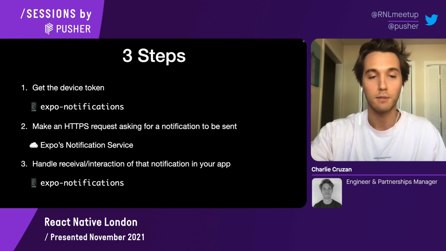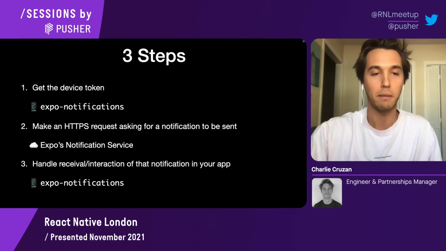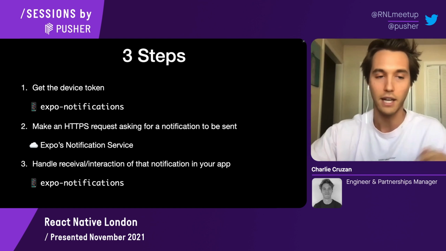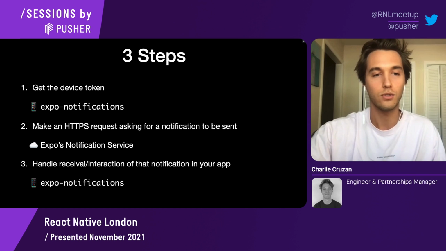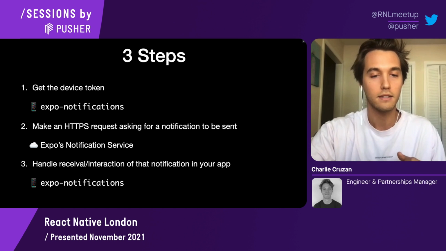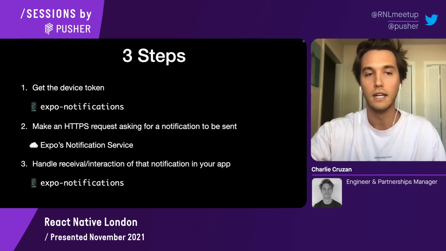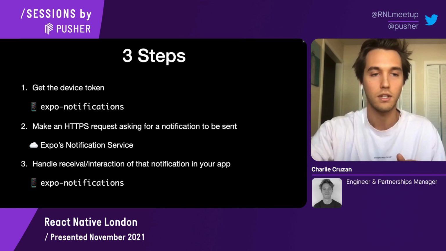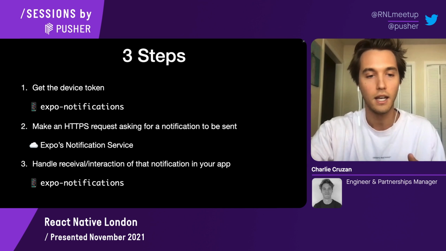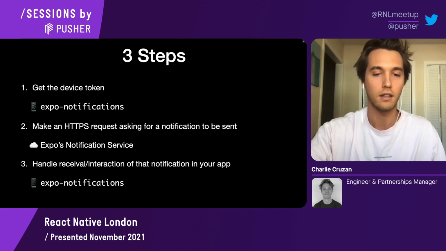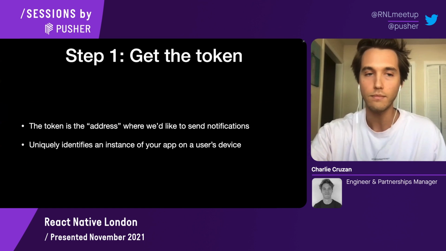Once again, Expo makes it even easier for us by providing a couple tools that mean we just have less work to do. Two of these tools are the Expo notifications client-side library for all of our in-app code, getting the push token, handling the receival, like setting up listeners, things like that. And then we're going to use Expo's push service to handle all of our server-side work and credentials and all that stuff.